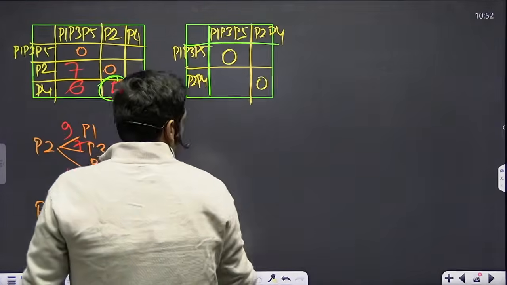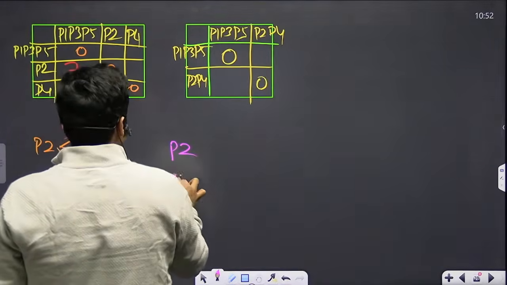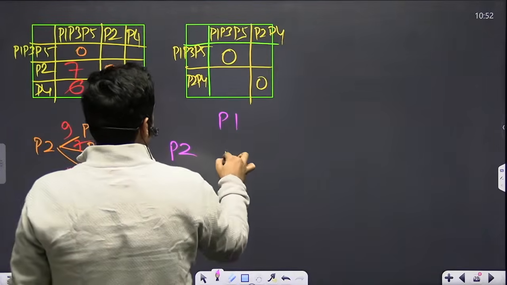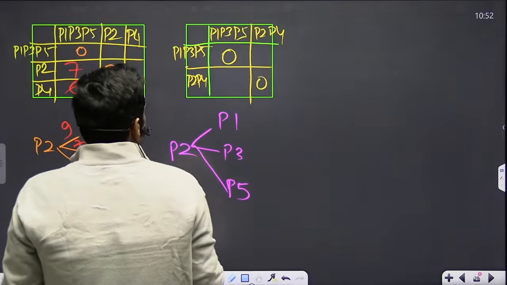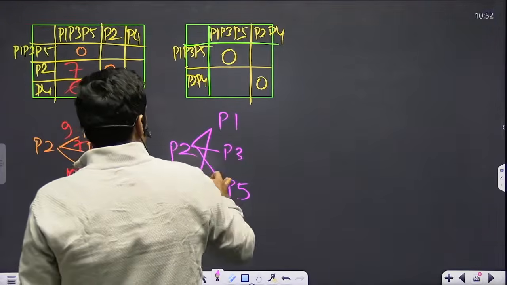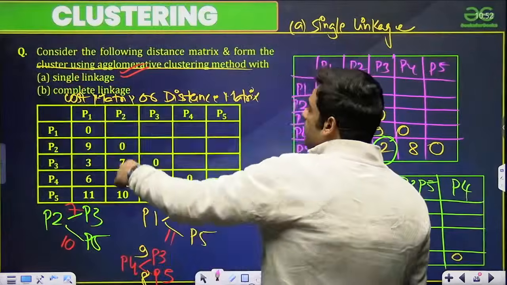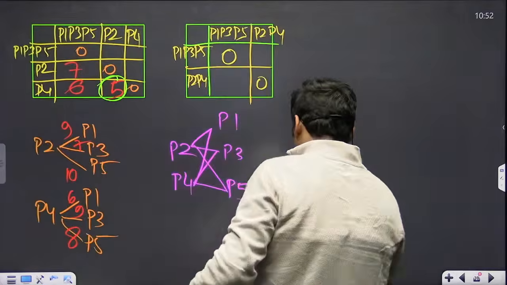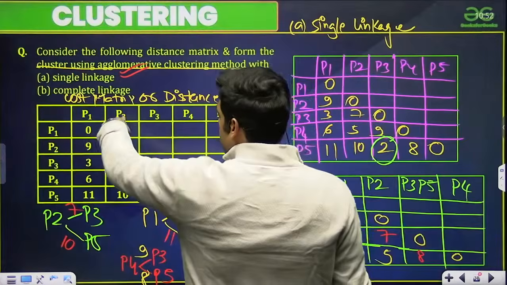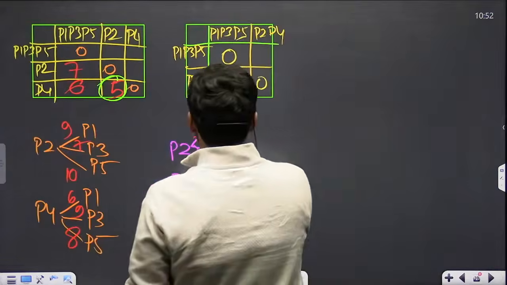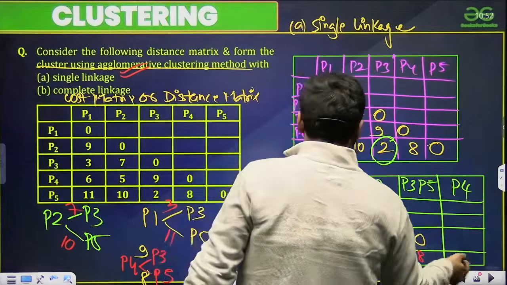Okay, now I have to check the minimum distance. So I have P2, P4, and here P1, P3 and P5. So I have to check P2 to P1, P3, P5, and P4 to P1, P3 and P5. So what is the distance between P1 to P2? That is 9 here. P2 to P3, this is 7. P2 to P5, this is 10.